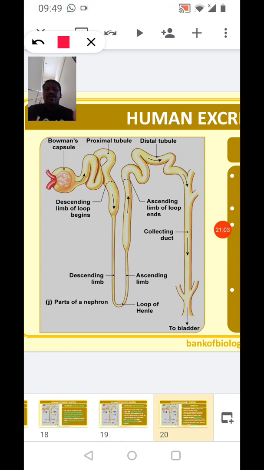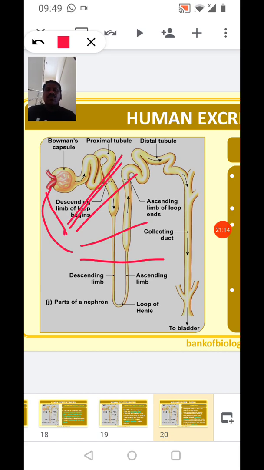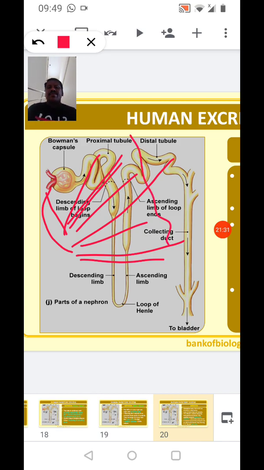You following? Suppose, imagine this is the efferent renal arteriole. After coming out of the glomerulus, it gives branches which are close to the parts of the renal tubule, meaning they are close to the PCT, DCT and loop of Henle. Okay, and all these blood capillaries together are known as peritubular capillaries.